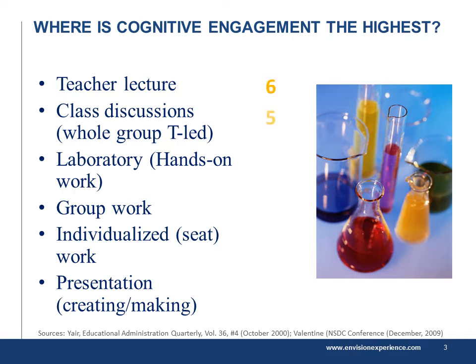Not surprisingly, as we might expect, the bottom 2, or where cognitive engagement was lowest, involved teacher lecture and classroom discussions. And probably not surprising as well, hands-on work or group work when students could collaborate together came in as the number 1 and the number 2 instructional methods in which cognitive engagement was the highest.